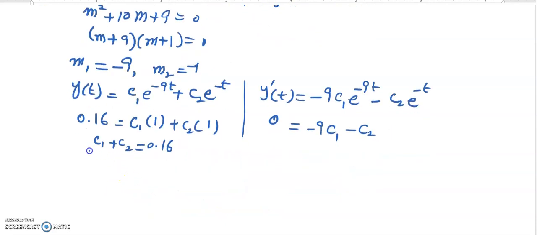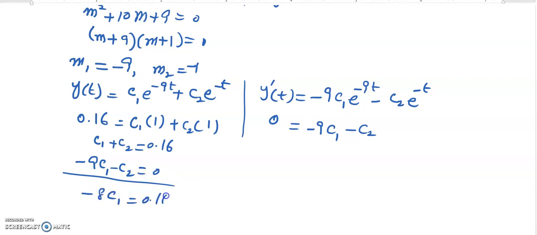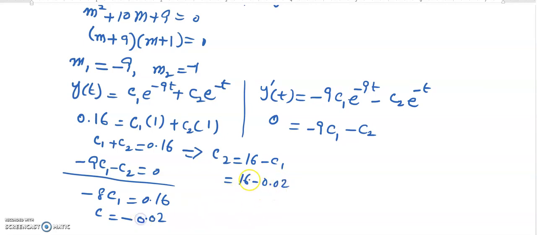So we can solve this by adding. If I take this equation, minus 9c1 and minus c2 is equal to 0, and I add these two equations, I get minus 8c1 is equal to 0.16, and c1 is then minus 0.02, right? If I divide 0.16 by 8, I get 0.02, minus 0.02. And then this will mean that C2 is equal to 0.16 minus C1, so 0.16 minus minus 0.02, it will be plus, so it will be 0.18.